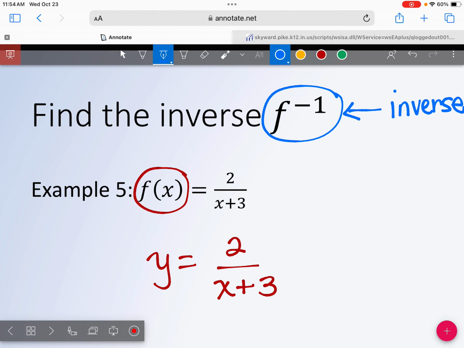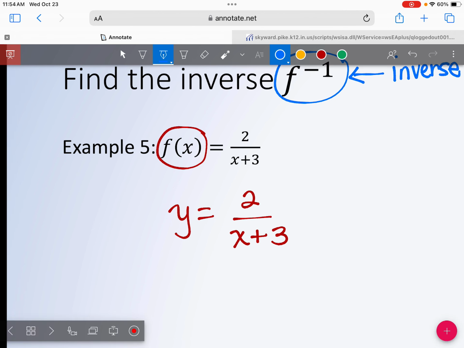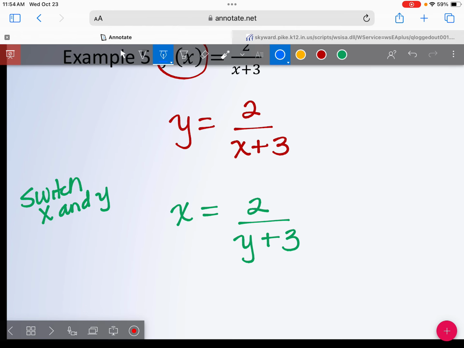So after you write it as y equals 2 over x plus 3, step number 2 is switch your x and y. So we're going to switch x and y in our equation. When I switch it, it becomes x equals 2 over y plus 3. And then your last step is solve for y. So now we need to solve this for y.